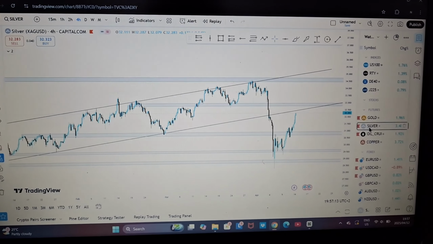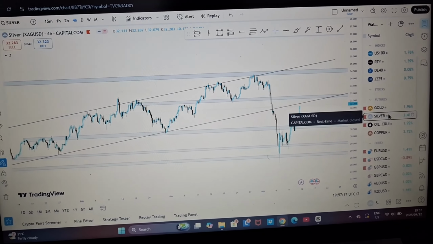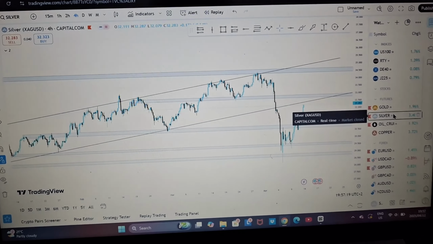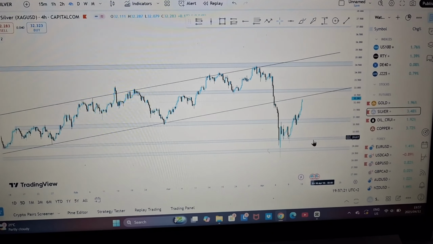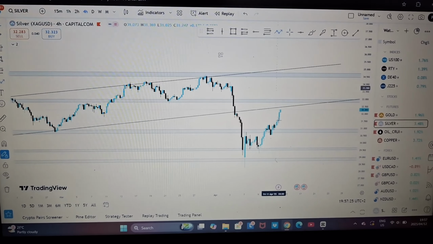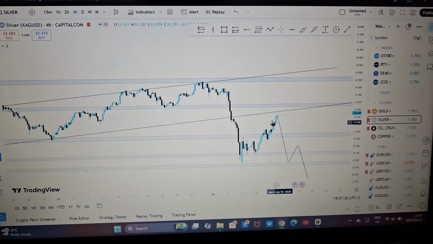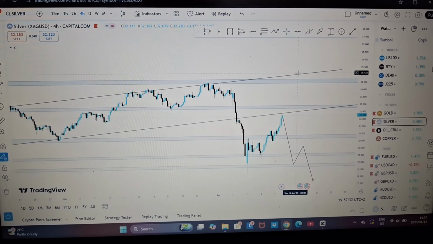I'm not really sure because silver is an industrial metal, and at the moment the whole globe is scared of a global recession, so that usually affects the price of silver negatively. So basically meaning that we can continue to the downside, and we have more potential to go to the downside than going to the upside.